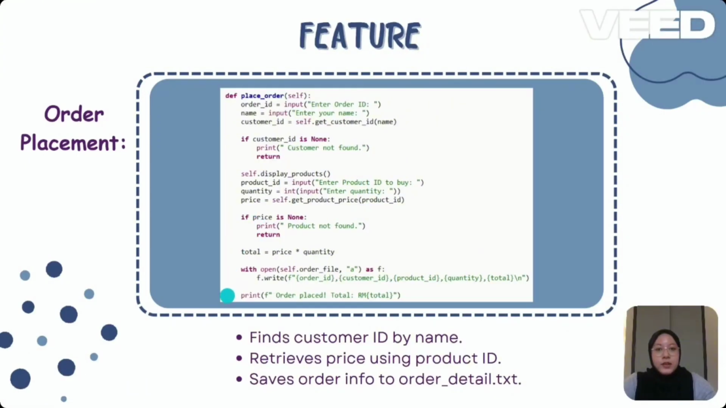And lastly is the print of confirmation, where the system confirms the order placement and displays the total amount to the user. If the order is successful, it will print order placed and the total amount of your product. So what are the purpose and impact of this feature?